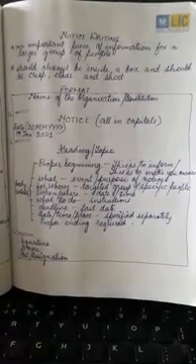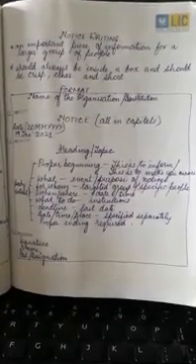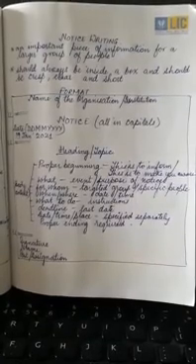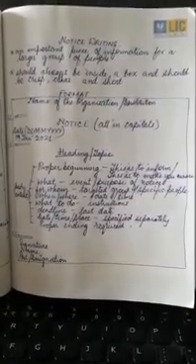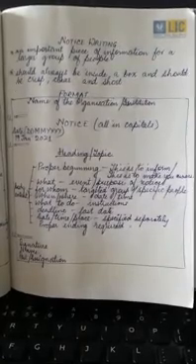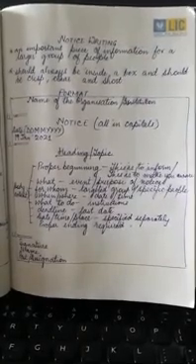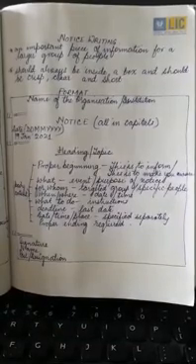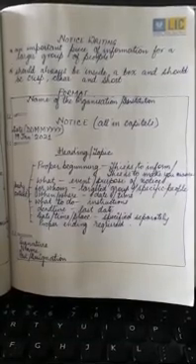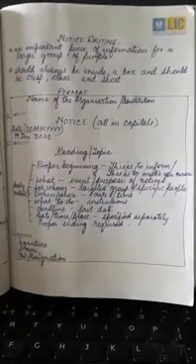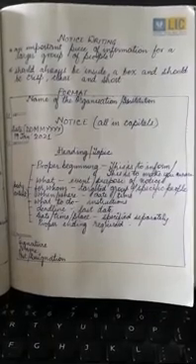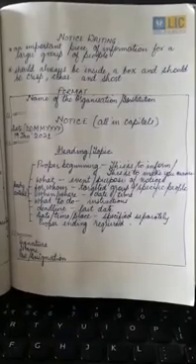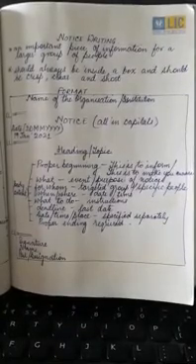Now let's come to the format. Before we write the notice, we need to be very careful about the format because the format plays a very important role in notice writing. On the top, we need to write the name of the organization or the institution. It can be any type of organization: a business organization, a government organization, or an educational institution of any type.